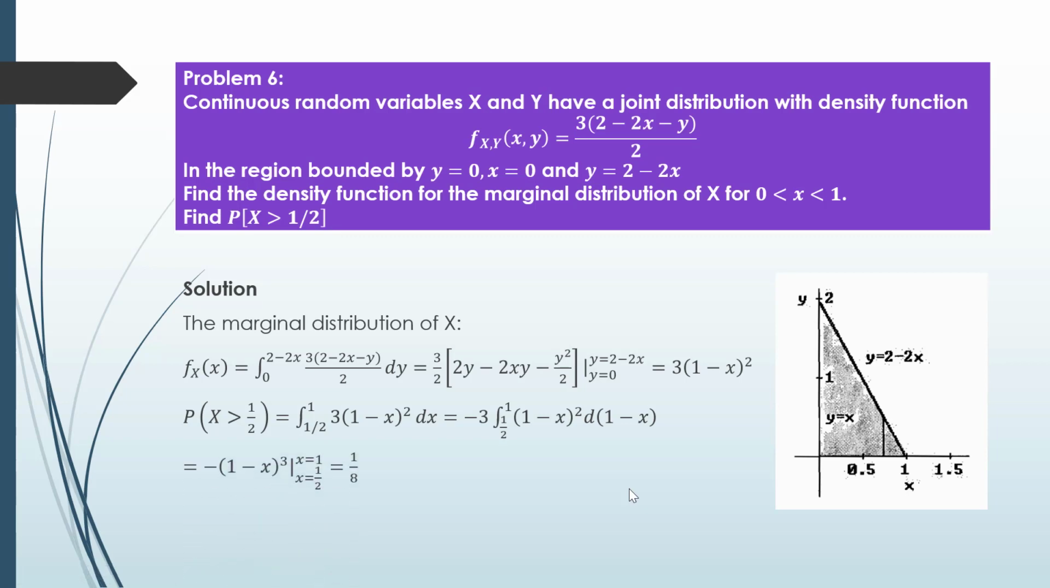Another solution is we ignore the marginal distribution function of x. What we need to do is integrate the joint distribution function for y going from 0 to 2 minus 2x, and x going from 1/2 to 1.